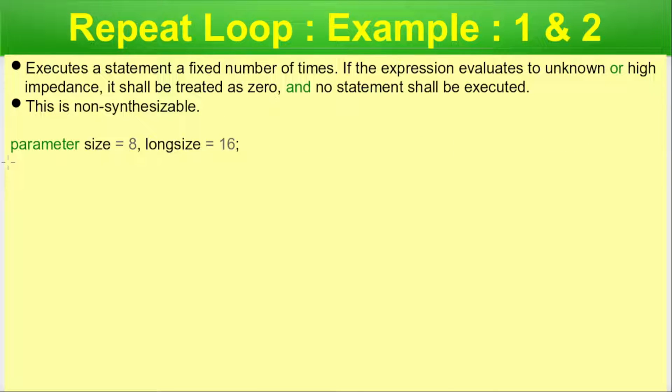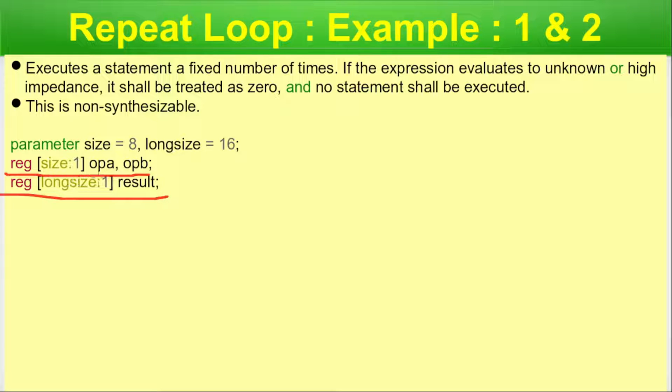Here we have the parameter size 8 and long size 16. These are two parameters we are defining. These are just constants. Parameter is nothing but a constant. We will talk about all these data types in detail in some other episodes. For now, you see this example, and here we have the range defined. Here you can also see that we have OPA, OPB and result.